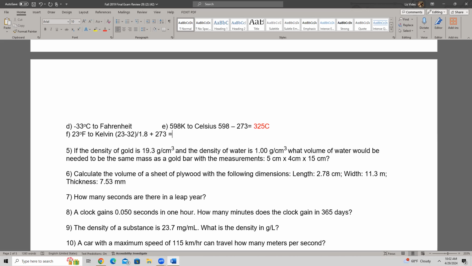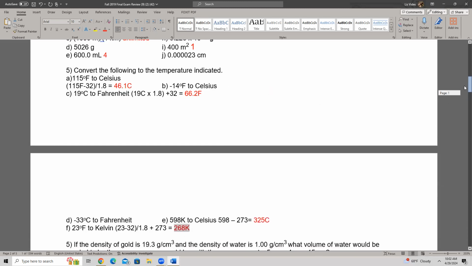All right, so let's see what we get. So it's going to be negative, obviously. The Celsius is going to be negative. I got -9. Well, not yet, I haven't divided yet. -5. And then we add 273 to that, which is going to give us 268. There you go. All right, so that's how you do those temperature ones.